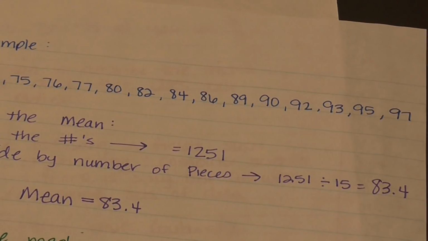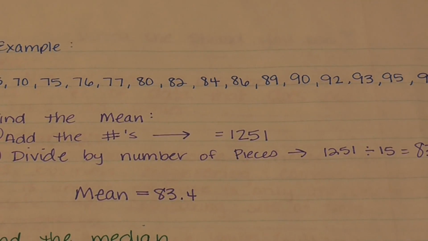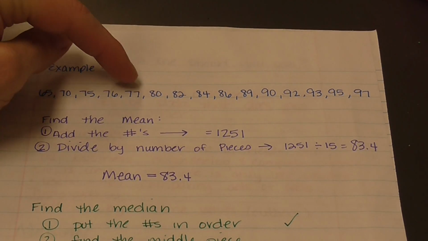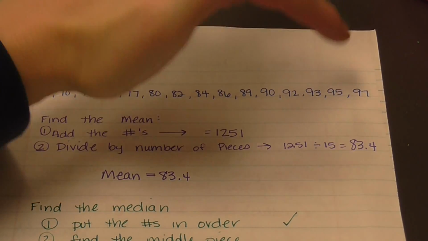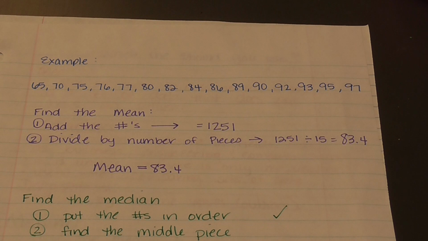All right, so we're just going to go quickly into examples. We have this data set here: 65, 70, 75, 76, 77, 80, 82, 84, 86, 89, 90, 92, 93, 95, 97. If you were to see this, it would probably be the grades on a quiz.